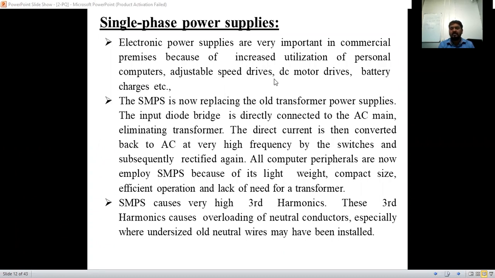Adjustable speed drives, DC motor drives and battery chargers are there. So electronic supplies are now everywhere. The SMPS is now replacing the old transformer power supply, so we can compare it with the old power transformer.